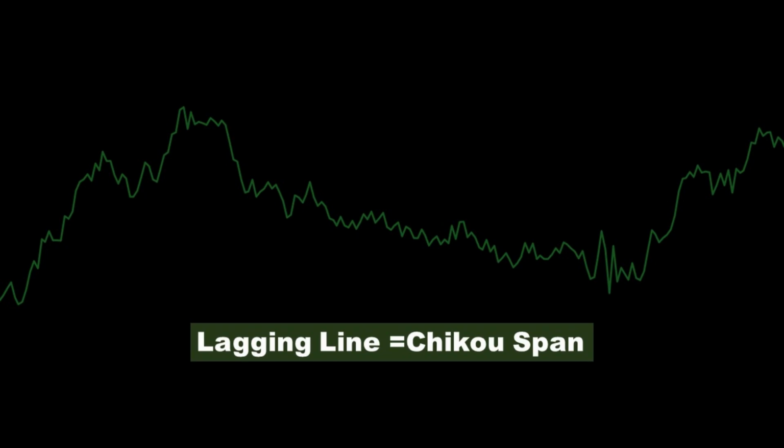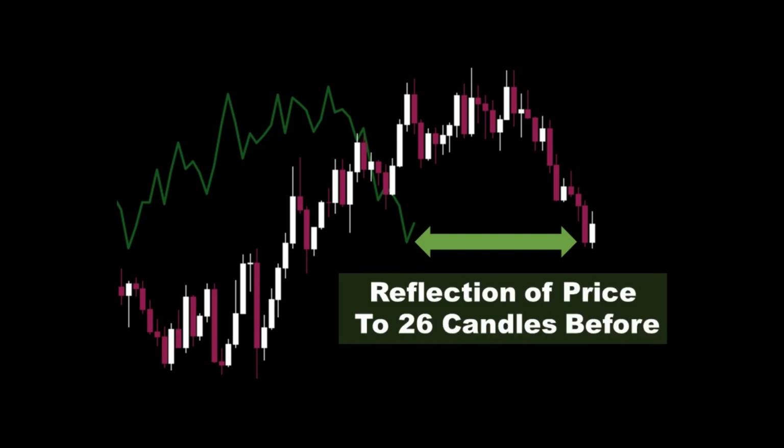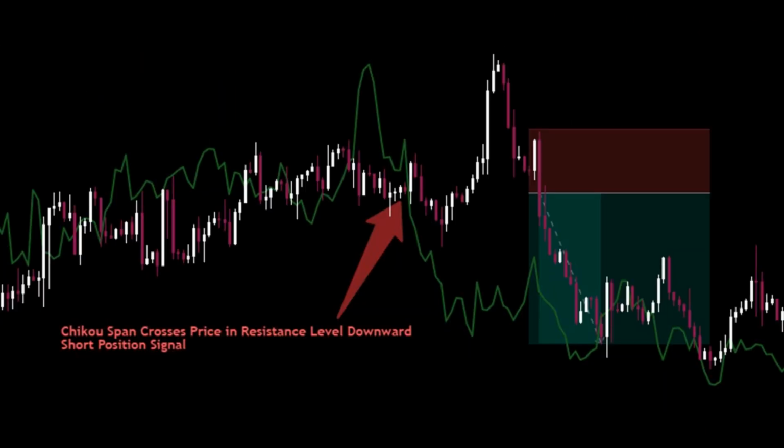Next stop is Chikou Span. It is the last closing price projected back 26 candles on the chart. Also called the lagging span and shown as a green line, it is used as a support and resistance aid. If the Chikou Span crosses the price in the bottom-up direction, that is a buy signal. If the green line crosses the price from the top down, that is a sell signal.